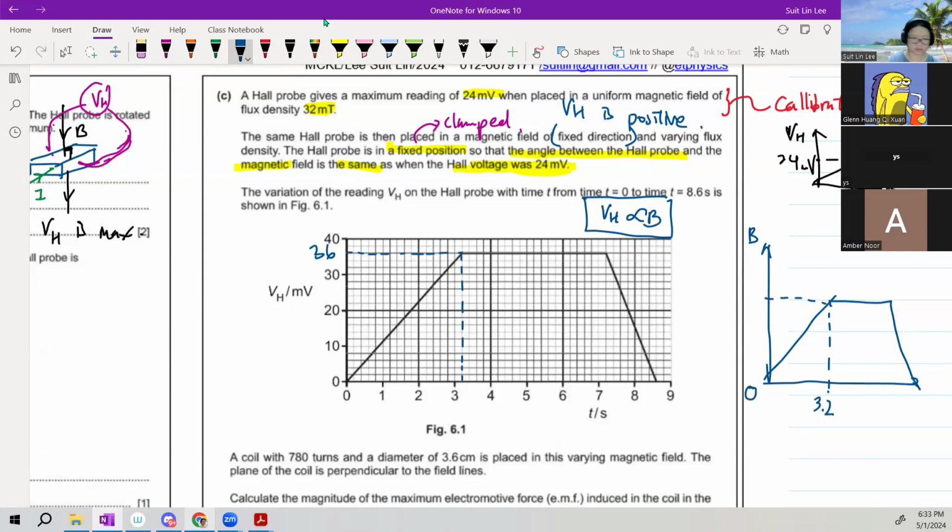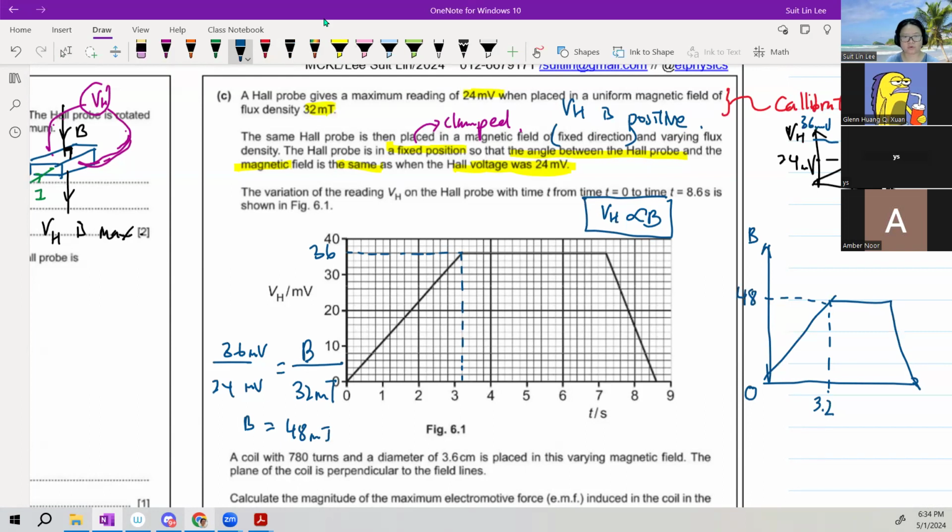So if I just use a simple ratio, let me press my calculator. 36 millivolt, so 36 over 24 millivolt is equal to 32 millitesla over B. So 36 over 24 times 32. So B will be 48 millitesla.